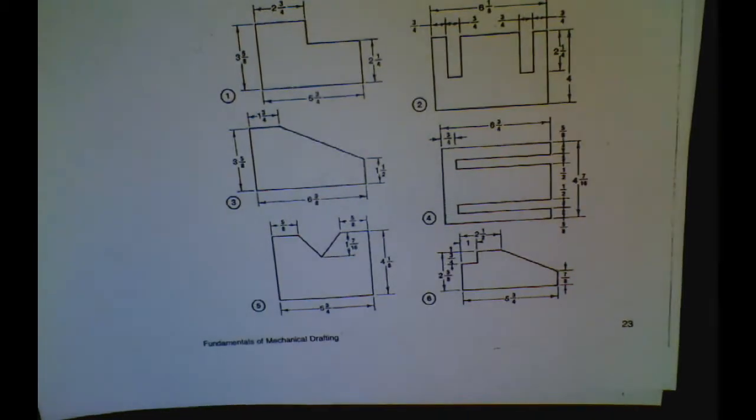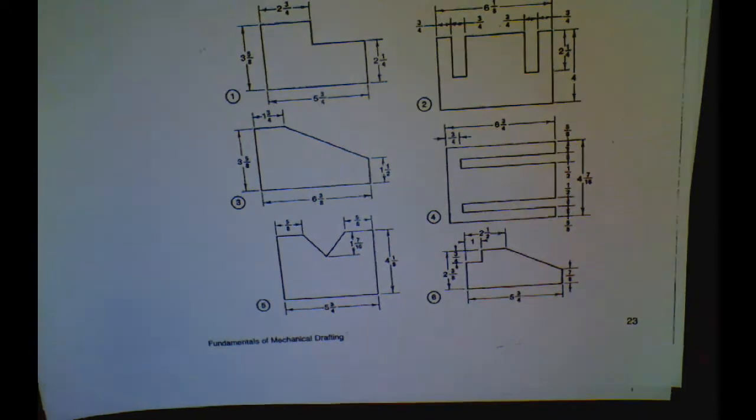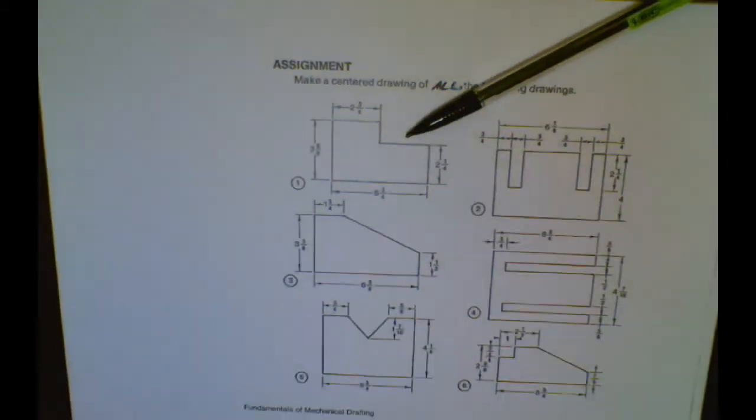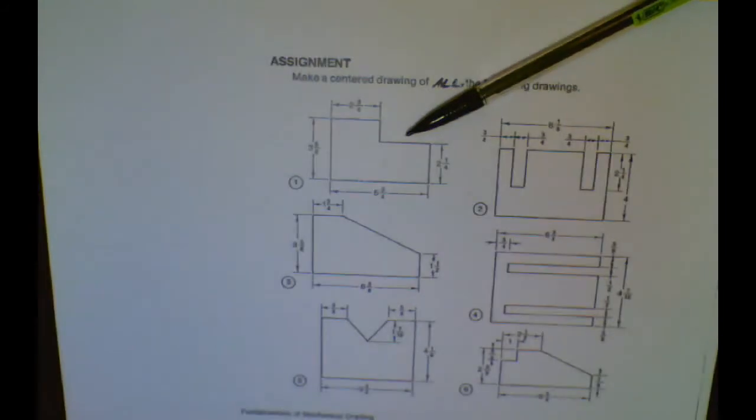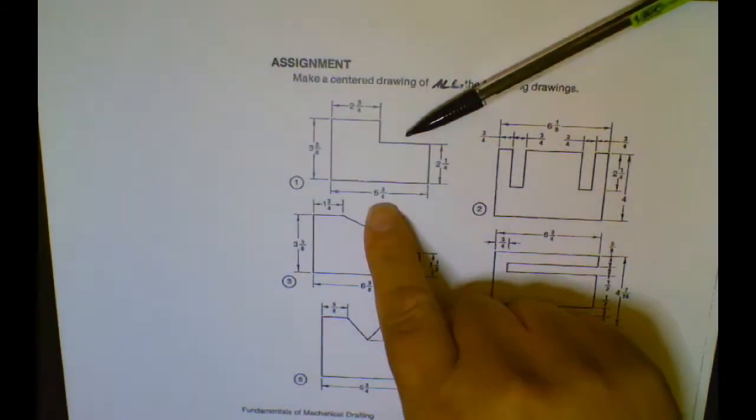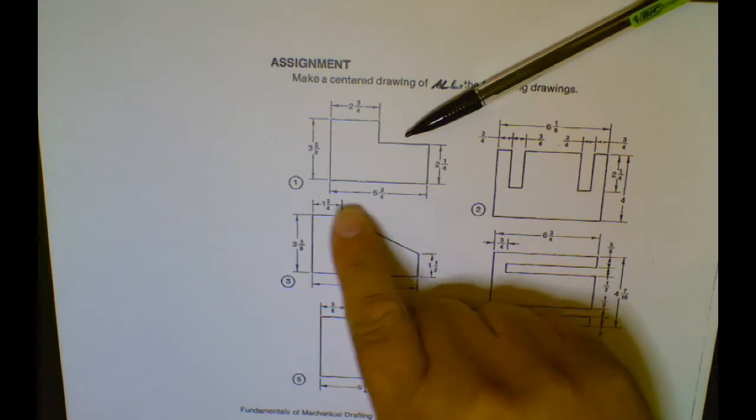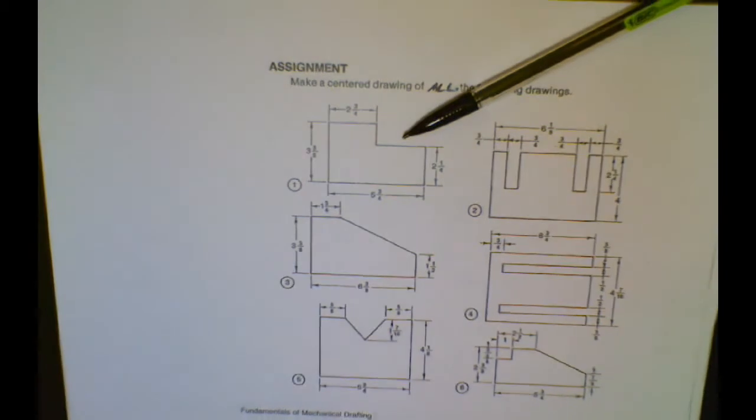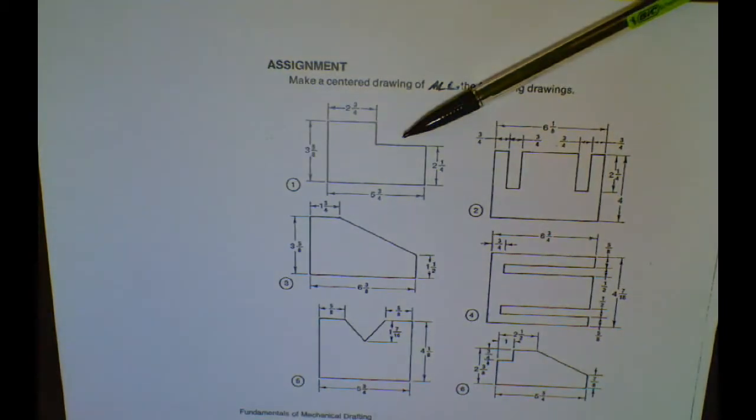So what we're going to do is start to show you how to lay these drawings out. I'm going to look at my first drawing, number 1. Number 1 starts with a basic shape of rectangle. That's going to be 5 3/4 long by 3 5/8 tall. So your best option is to lay out, using light construction lines, a rectangle that's 5 3/4 by 3 5/8.